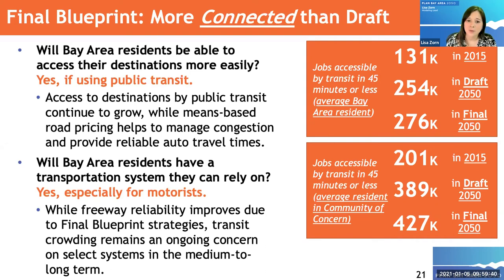Next, will Bay Area residents have a transportation system that they can rely on? The answer here is a bit more complex. For motorists, it's a definite yes. Road pricing on key freeway corridors helps to manage traffic congestion and provide much more reliable travel times from point A to point B. For transit riders, select systems remain crowded in the year 2050, even with frequency increases on many systems and new rail and bus lines having been constructed. While not a major concern today, crowding remains something we need to keep an eye on in the medium to long term as riders return to the system in the years and decades ahead.